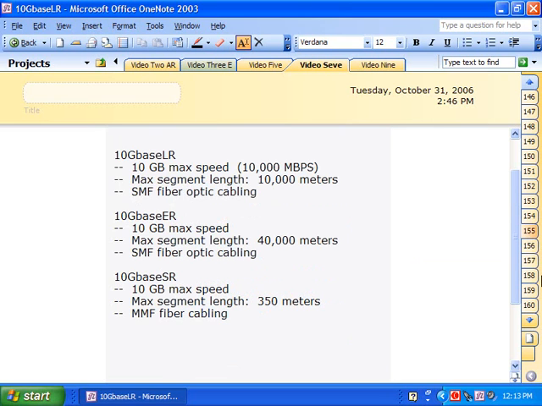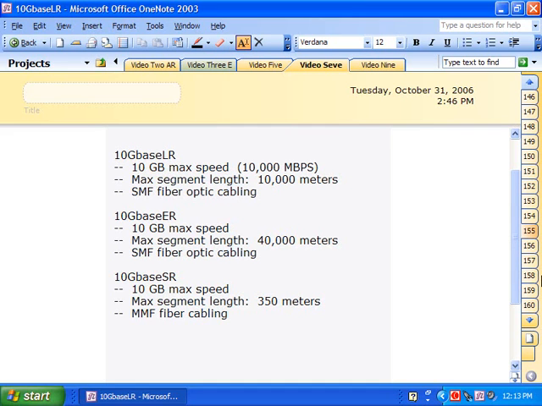These are the 10 gig cable types that you need to know about, and that is 10 gigabits per second. That is some throughput. I also expressed it there as 10,000 Mbps. You could see it expressed that way, as well as the more popular 10 GB expression. Same thing, same speed. The big differences here are the maximum segment lengths and the type of fiber optic that they are.